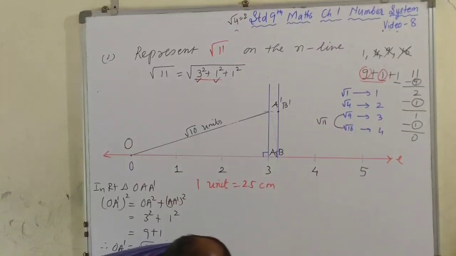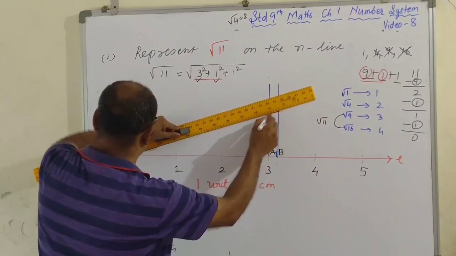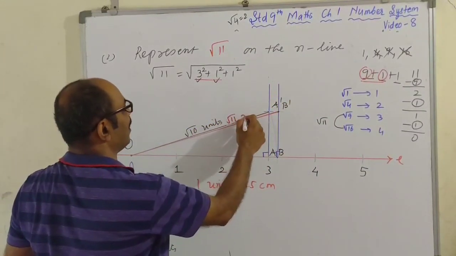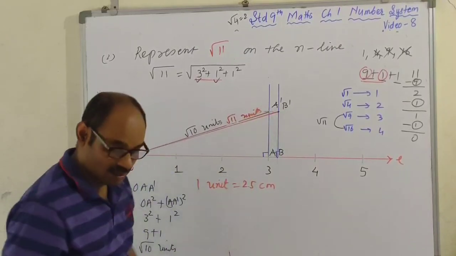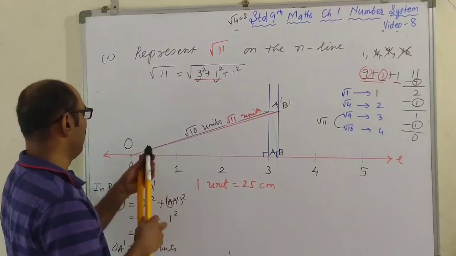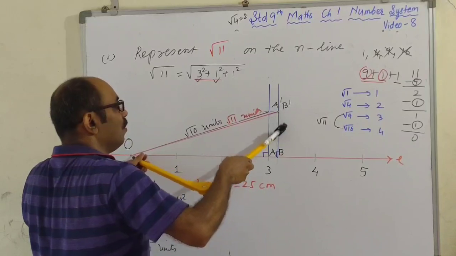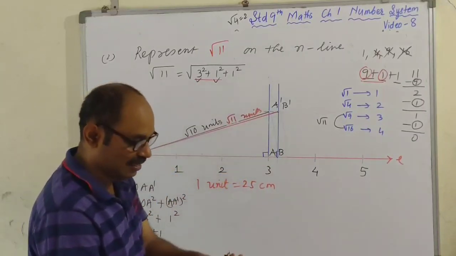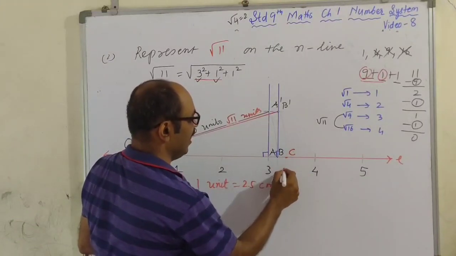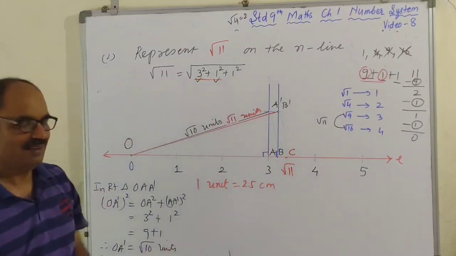Now connect B dash with O. So that gives you hypotenuse of right triangle, and it is going to be root 11. Root 10 के बाद root 11 units. Now its projection on the number line, root 11 का. So radius OB dash ले लो and project it on the number line. Correct? This is new point C and that is root 11. That is root 11. Okay?